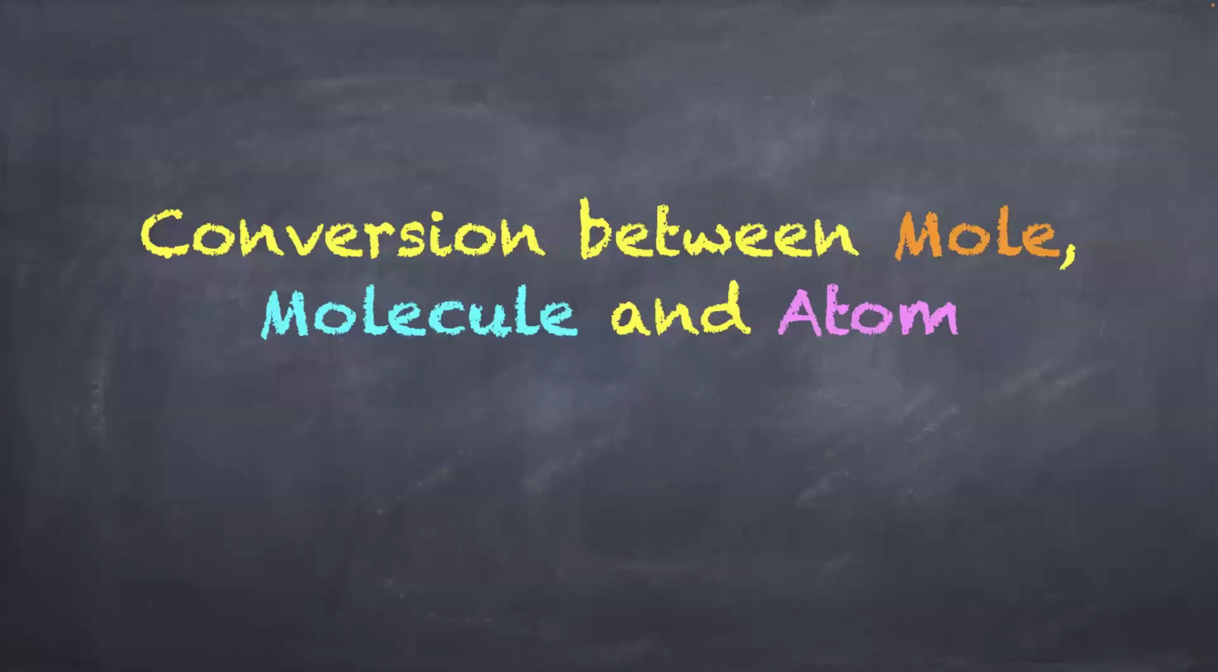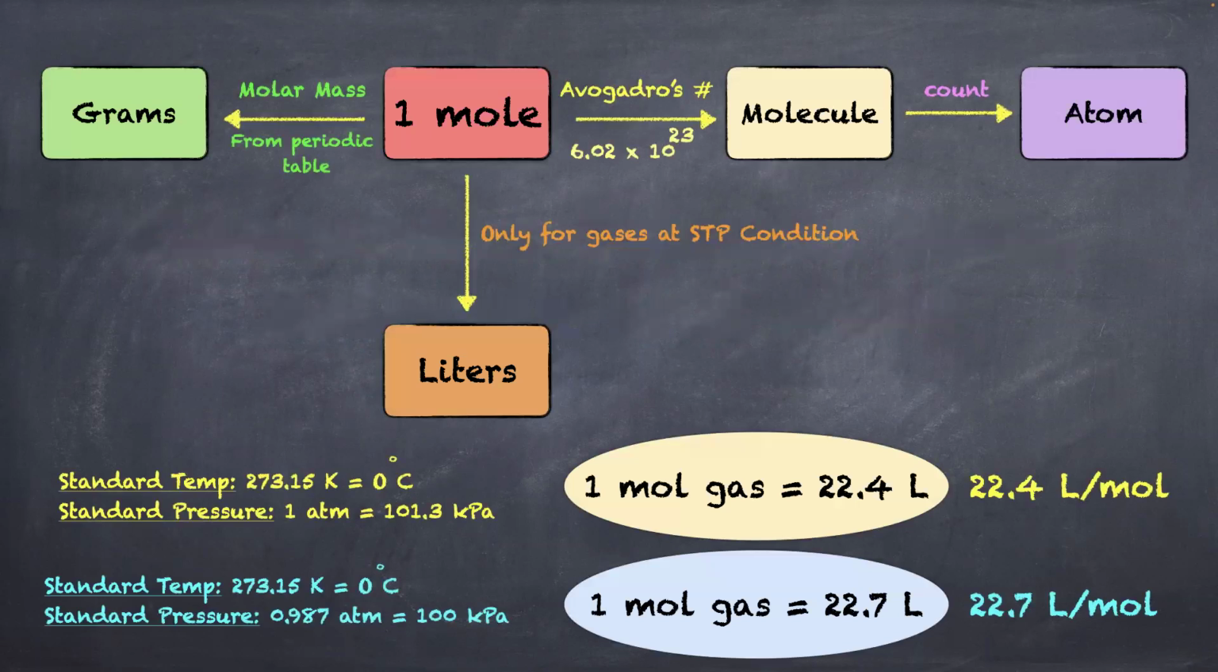Hello, everyone. In this video, we want to look at the conversion between moles, molecules, and atoms. To do so, there's a chart here you can take a look at. The mole is the most important unit in chemistry. From moles, you can go different routes.